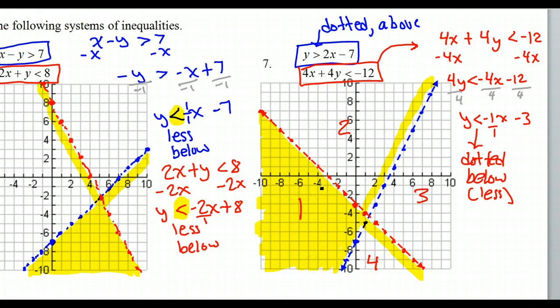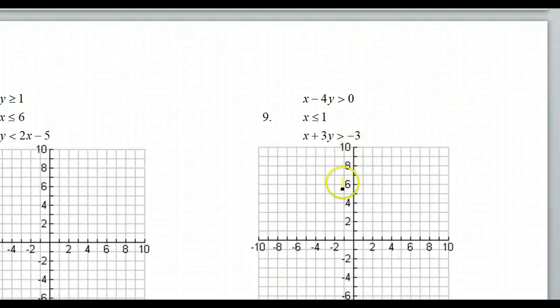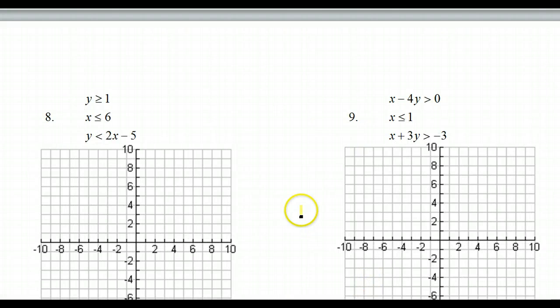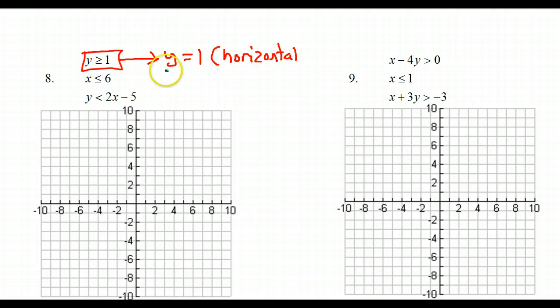Okay, so number 7 should have looked something like that. Alright, number 8. Please remember, when you look at inequalities like this, you should be picturing the equation version of it. And I'm hoping you remember that y equals a number is always going to be a horizontal line. Okay? So this is going to be a horizontal line at 1.